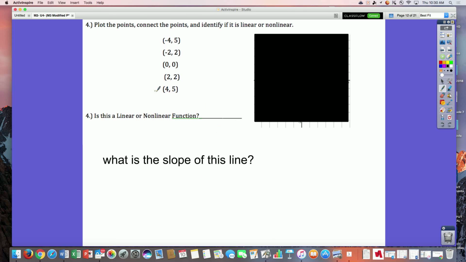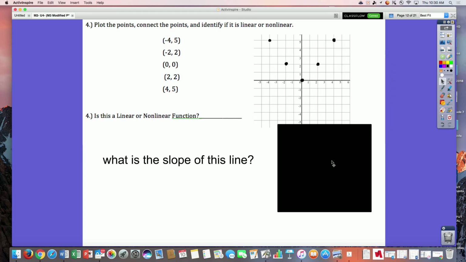All right. When I yell bacon, you're going to plot these points. And we're going to tell if this line's linear or nonlinear, and then figure out the slope. Bacon! Hey, welcome back. Hopefully you didn't get tricked by this.